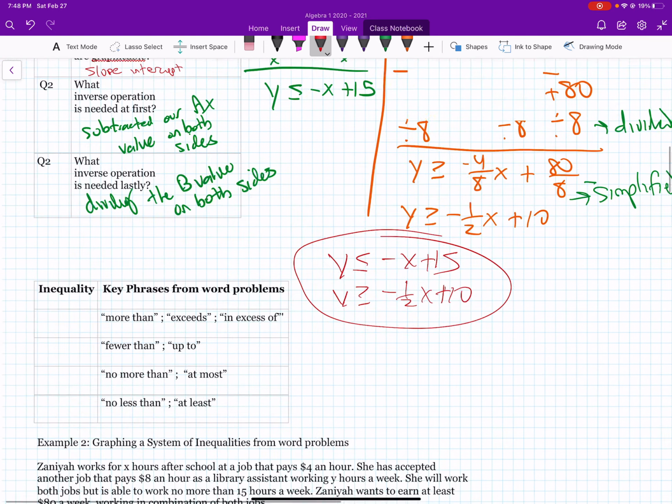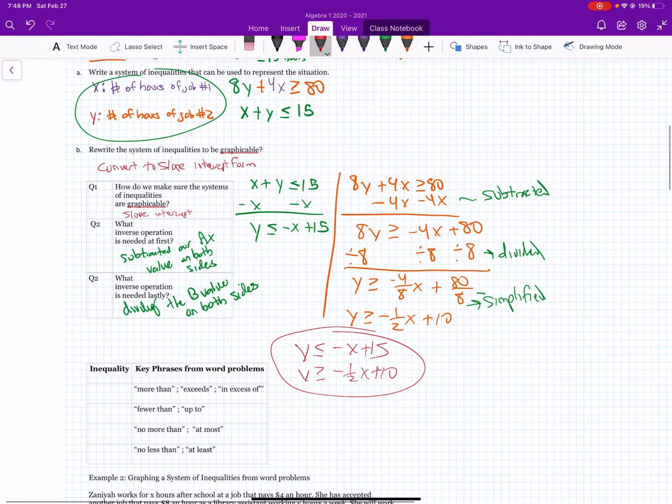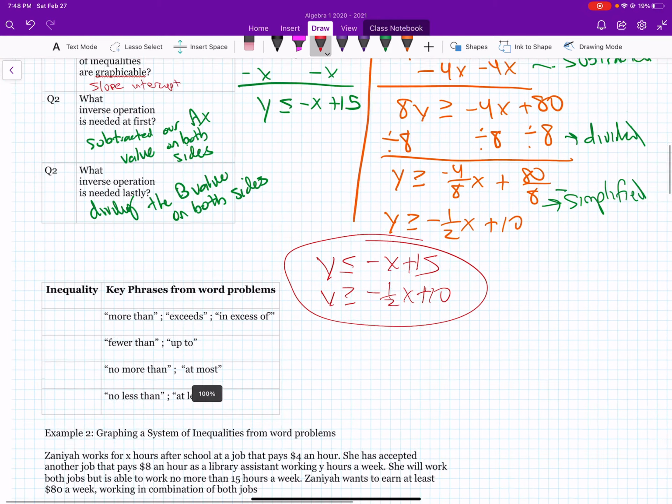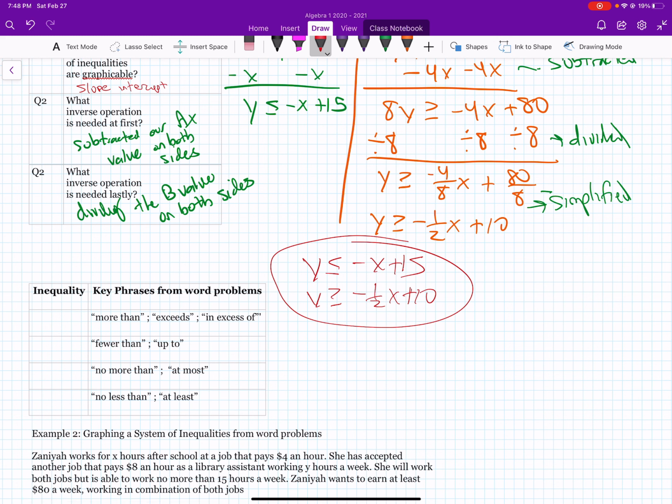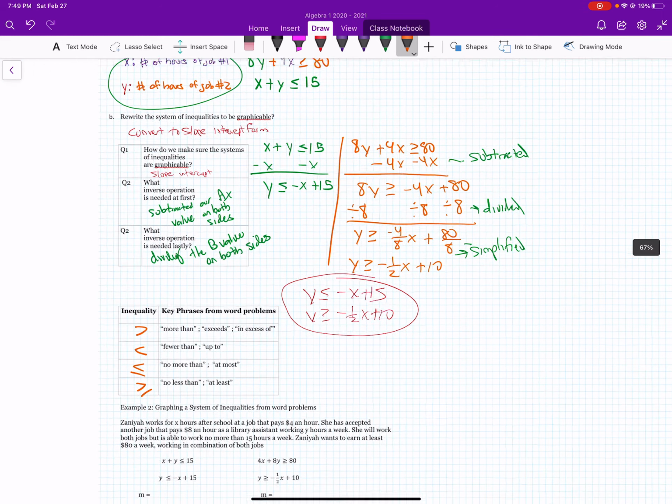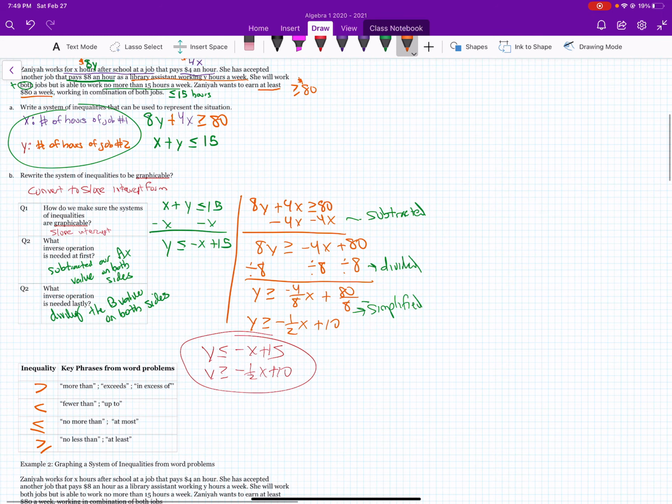The key thing here, class, that I also want you all to get situated with, is that we're going to have these key phrases thrown at us throughout the year. More than, exceeds, and in excess of all reference greater than. Fewer than or up to means less than. No more than or at most means less than or equal to. No less than or at least means greater than or equal to. Please copy the key phrases from the word problems as well as the work that you see here.